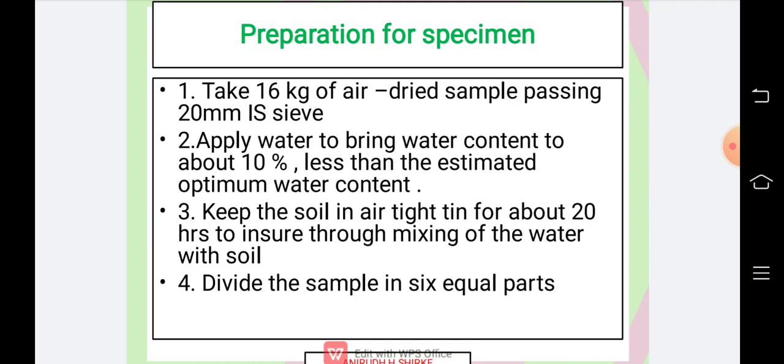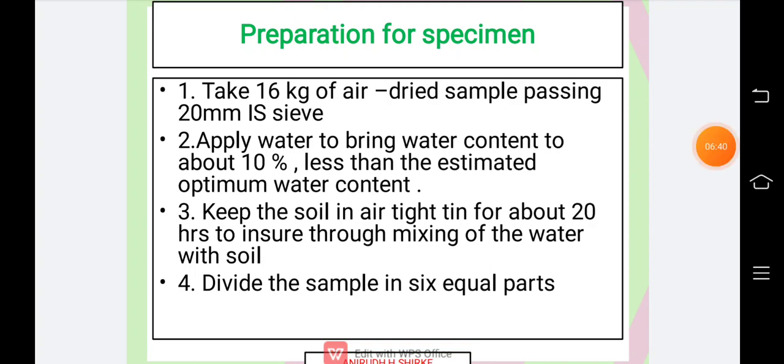Okay, having estimated the optimum moisture content, we sprinkle the water onto the soil sample, which is 16 kg of soil. Then this sample is kept in an airtight container or airtight tin for 20 hours, so that all the water is mixed into the soil.